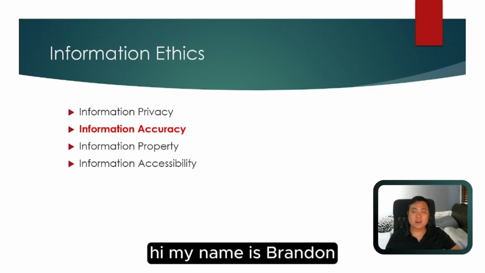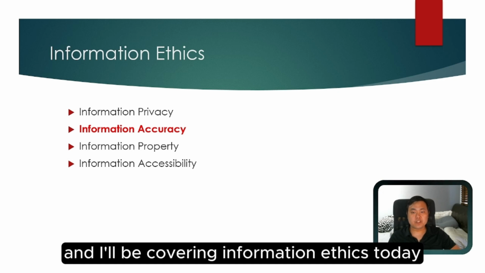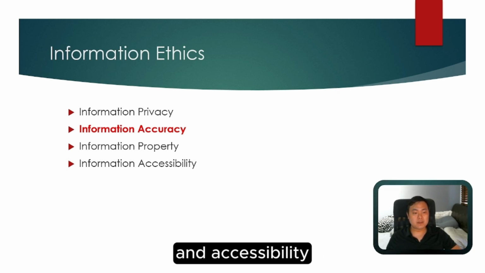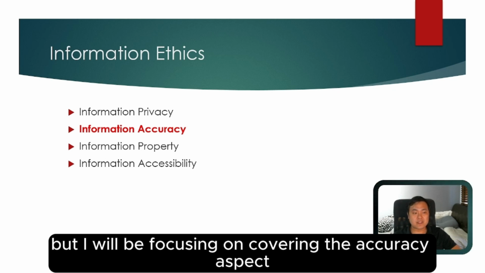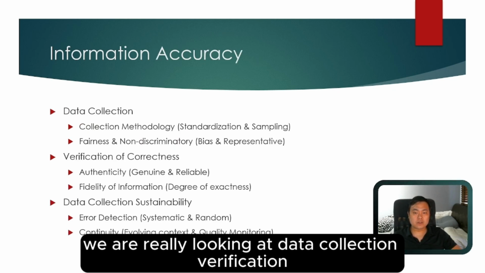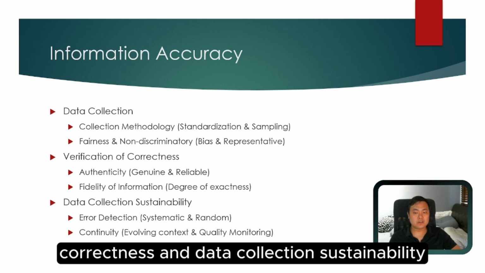each year. Hi, my name is Brendan and I'll be covering information ethics today. There are 4 aspects of it: privacy, accuracy, property and accessibility, but I will be focusing on covering the accuracy aspect. Now, in information accuracy, we are really looking at data collection, verification of correctness, and data collection sustainability.